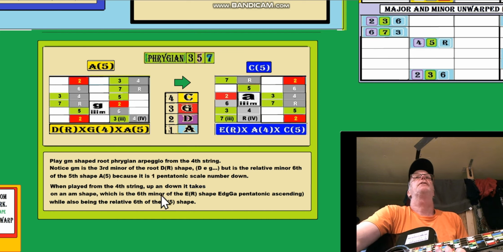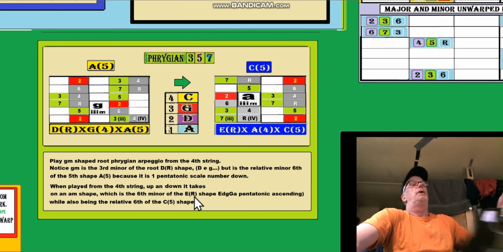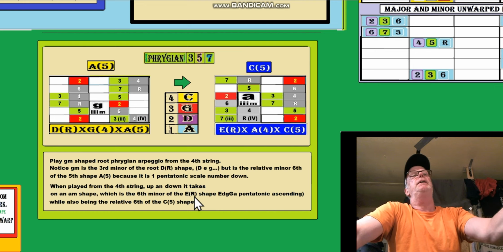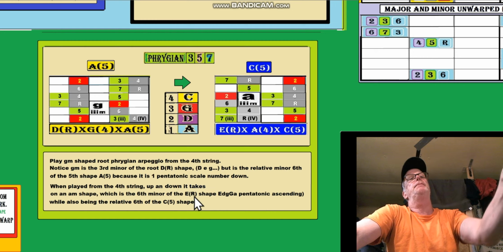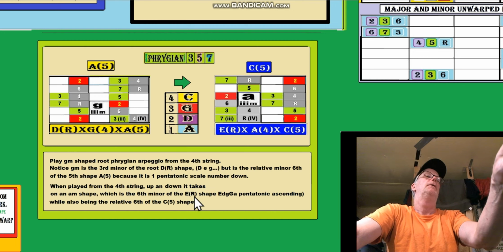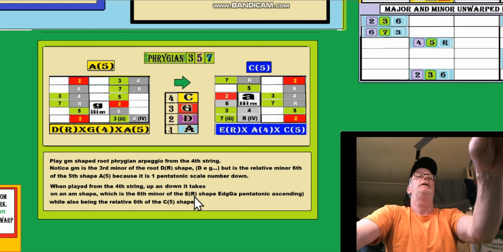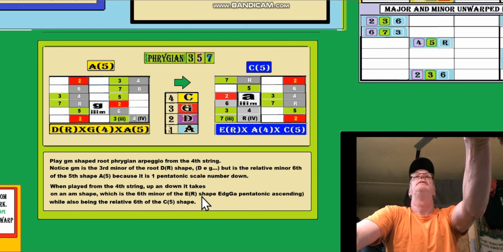Which is the 6th minor of the E root shape. Okay, how do you get that? You start on E, G minor's Dorian, A minor's Phrygian, okay? C minor, the C is the 4th, the D is the 5th, E minor is the 6th.